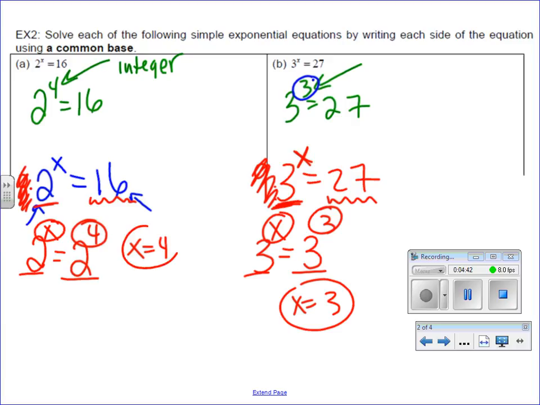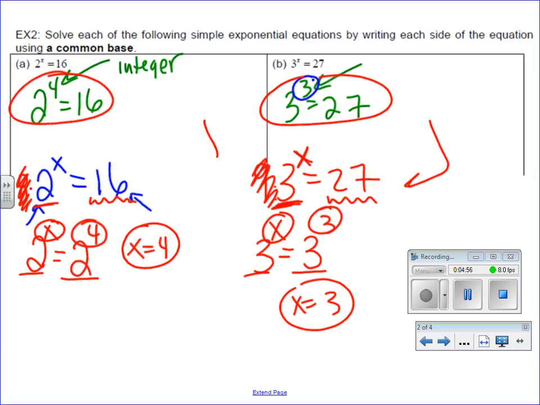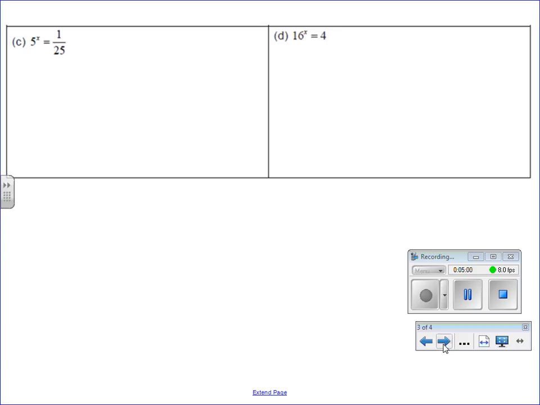Okay, we're going to try 2 more that are going to be a little bit more in depth than these 2. So they're not going to be ones that we can generally just do like this. They're going to be ones that we're going to have to use this method of common bases for. Okay, stay with me, last two.